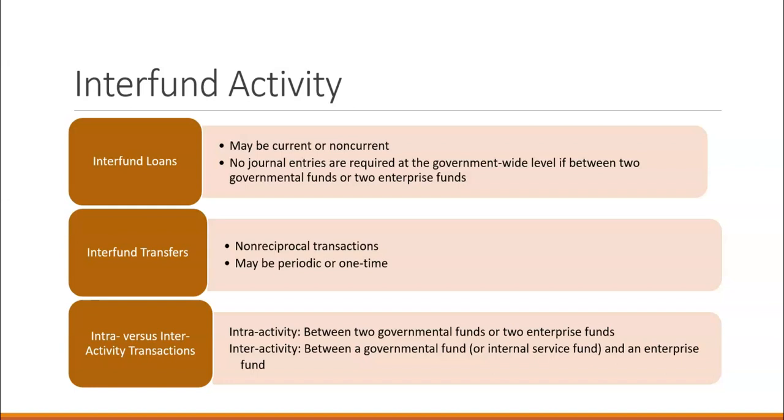And then we have intra and inter-activity transactions at the government-wide level. Okay, so these would be transactions between two different government funds or two enterprise funds. Okay, or the inter-activity, which includes business type funds. And we're going to really look at those type of transactions in different chapters. So this is more informational about the different kinds of operating activities that government can have.